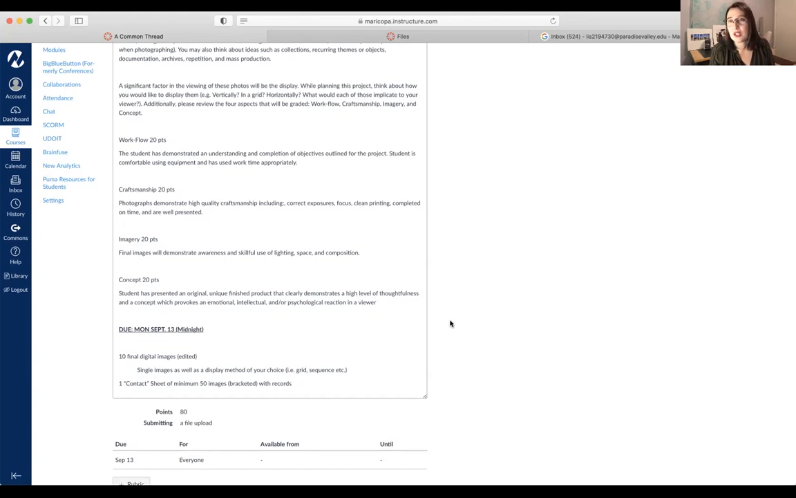And then concept. So concept is a tricky one for a lot of people who come in that are not art majors and/or haven't had to really think about conceptual art. What is conceptual art? It just means something that is thoughtful. So our goal with this is to present an original, unique, finished product that clearly demonstrates a high level of thoughtfulness and a concept which provokes an emotional, intellectual, and/or psychological reaction in a viewer.